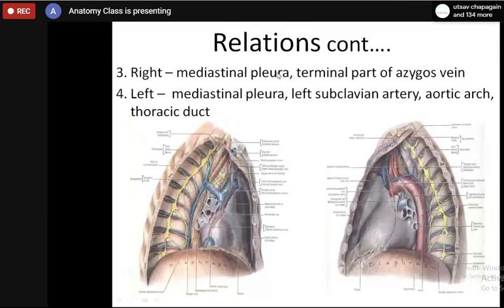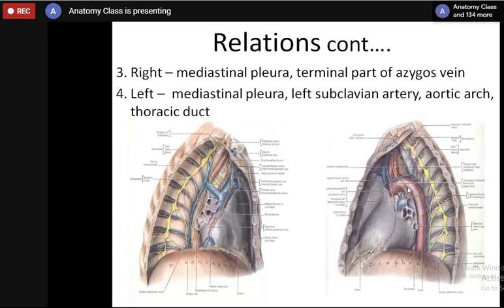Okay. Besides, the right part of the esophagus is related with terminal part of azygous vein, which is shown here. See here, this is the terminal part of azygous vein, which drains into arch of azygous vein, and its terminal part draining into the superior vena cava. So this terminal part of azygous vein is related with the right side of the esophagus, and then left subclavian artery. Here, this is esophagus. So left subclavian artery and arch of aorta as well as thoracic duct are the structures related on the left side of the thoracic part of esophagus.